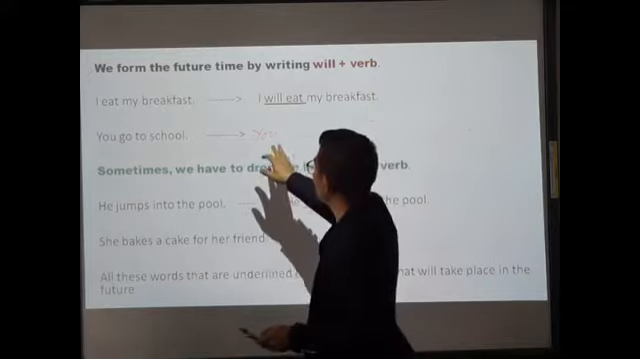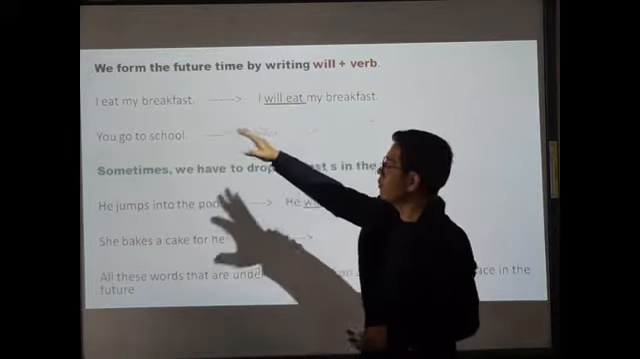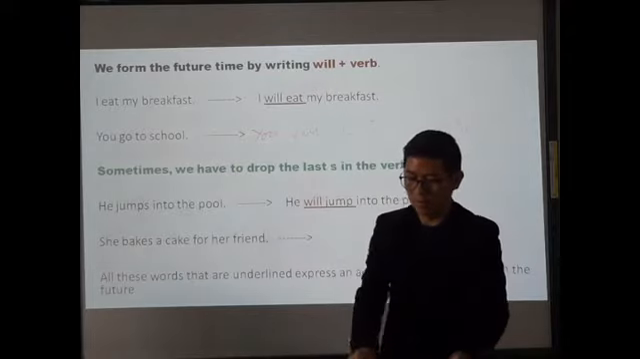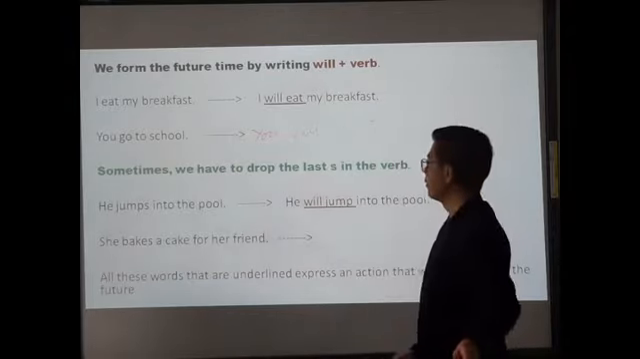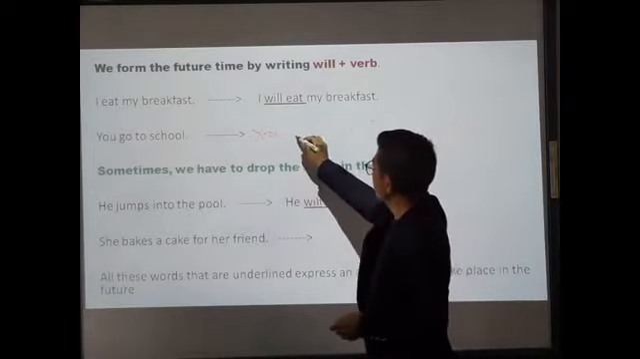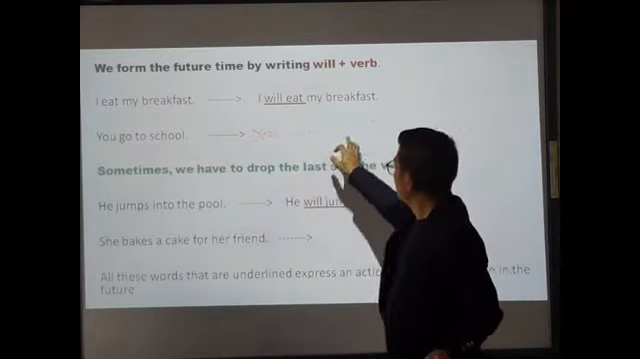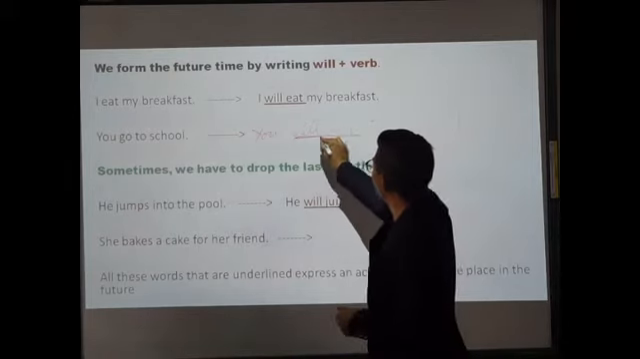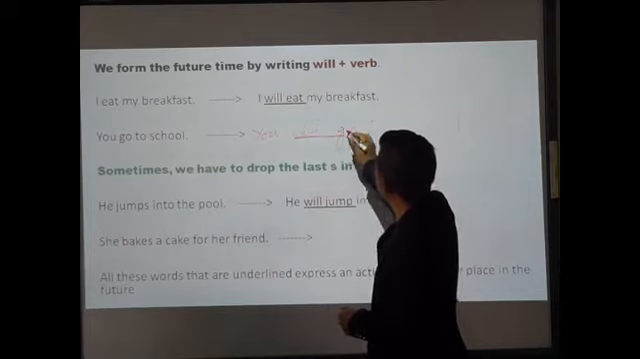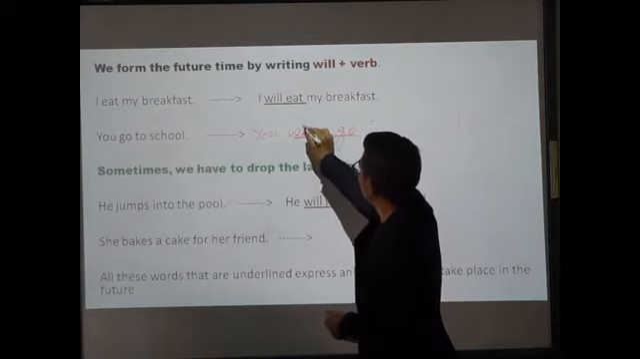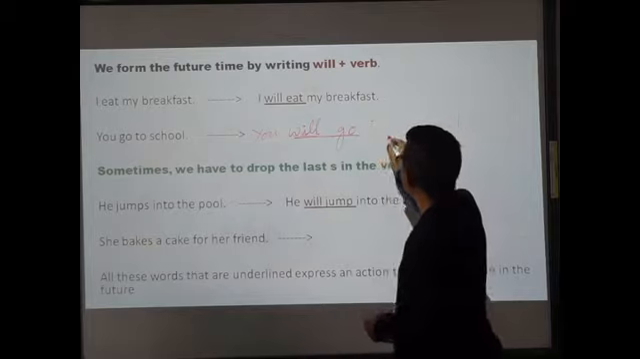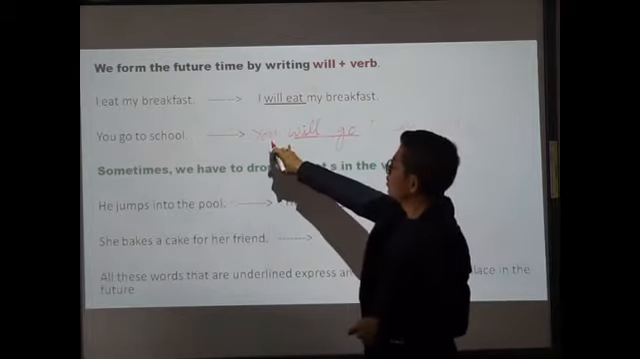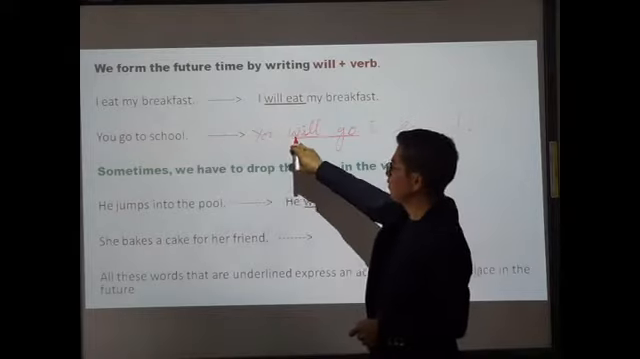Now, this is how we form the future time by adding will plus verb. Will plus verb. Will, and go is the verb here. Will go. So this is in future time.